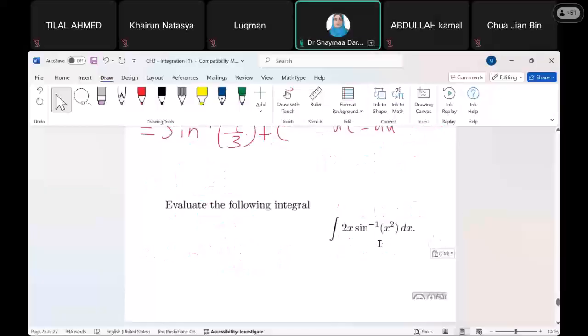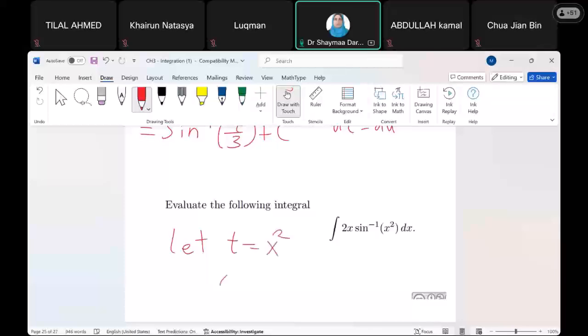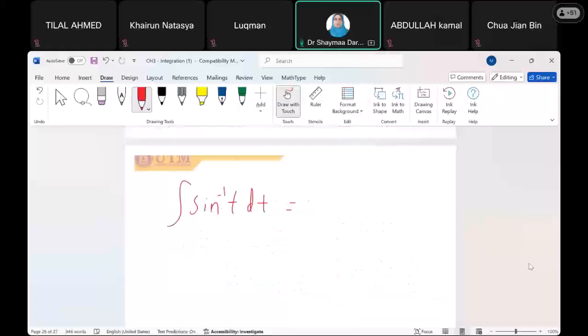Evaluate this integral: 2x sine inverse x squared. Let t equal x square. Then dt equals 2x dx. So this will be the integration of sine inverse t dt. For any inverse function to integrate, sine inverse, cos inverse, cot inverse, cosec inverse, sec inverse, any inverse function, use integration by parts. Take u equal to sine inverse t.